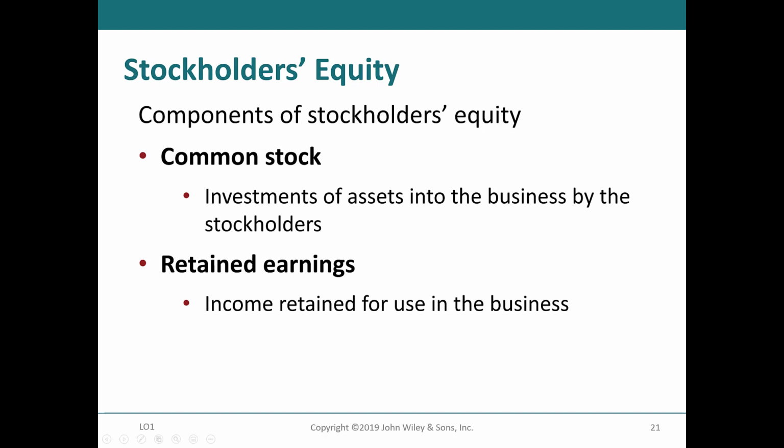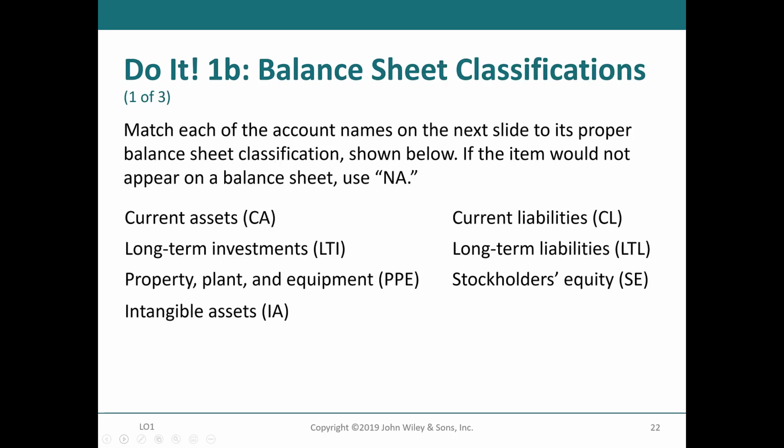Then under stockholders' equity, we have the components of stockholders' equity. We have the common stock and the retained earnings. For the common stock, we have investments of assets into the business by stockholders. The shares which the stockholders buy will be classified under common stock. And then the retained earnings are income for use in the business, which you decide to put back in rather than distribute. It's going to be found in the retained earnings on the balance sheet.